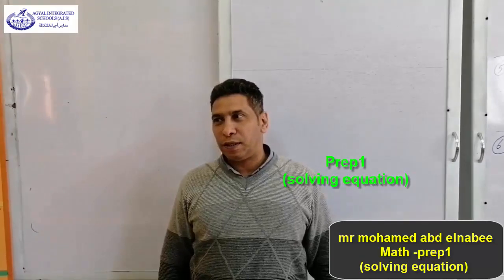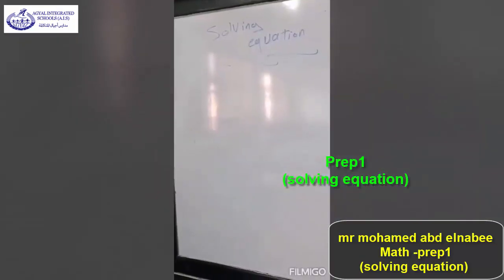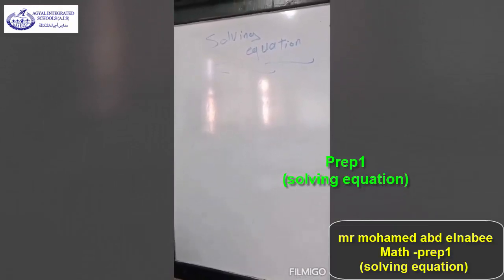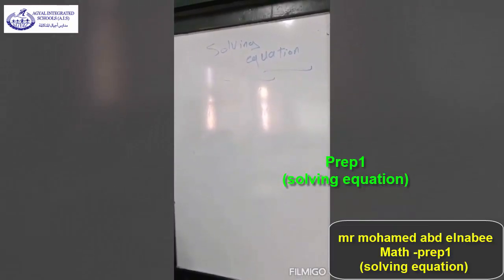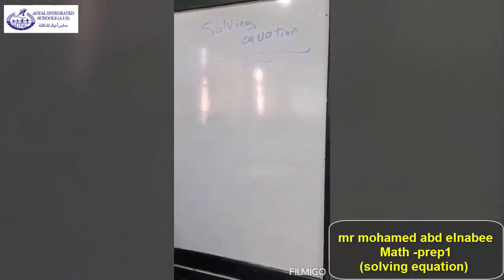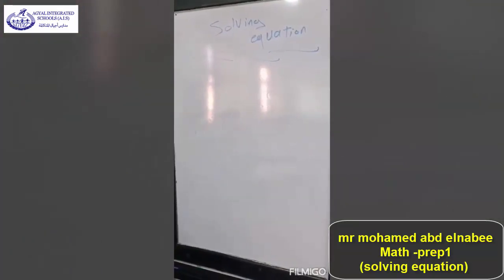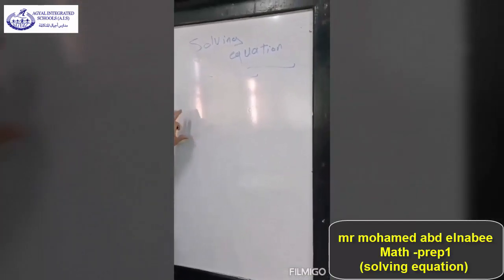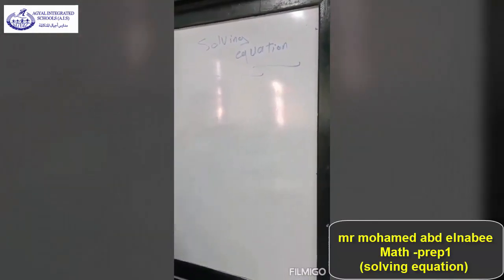Today we study the first lesson in Agyal. Today we start to study a new lesson, which is called solving equation. What's the meaning of equation? Equation is a mathematical relation that has at least one variable. What's the meaning of variable? Variable means something unknown, which we need to find the value of.